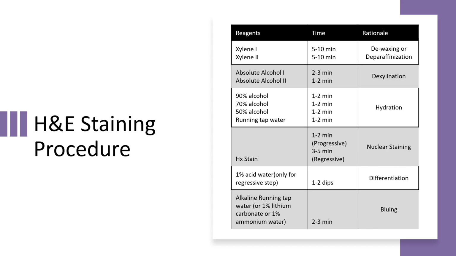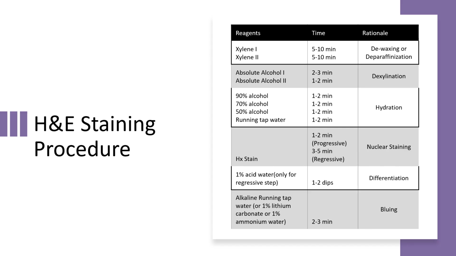Then we use absolute alcohol 1 and absolute alcohol 2 for 2 to 3 minutes and 1 to 2 minutes respectively, and this process is known as dexylation. Our stains are prepared in aqueous solution, and the tissue was embedded in paraffin wax, so the section contains paraffin wax. Therefore the stain cannot be directly applied on the slide, because wax is not miscible with water. We must remove the wax and xylene to properly stain the tissue.